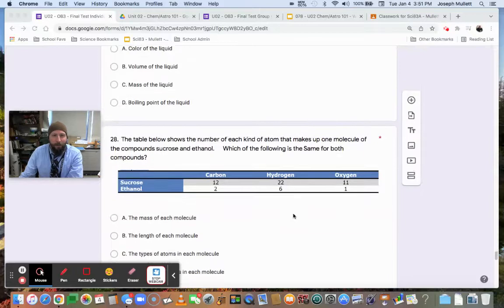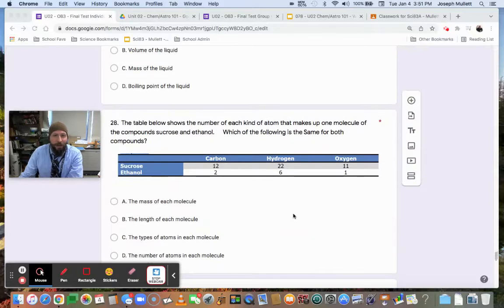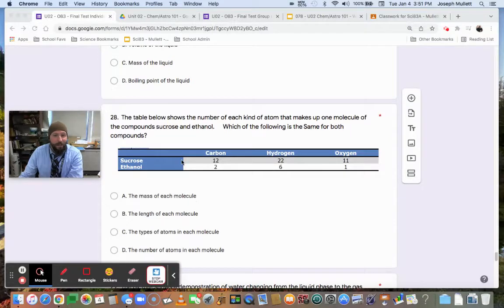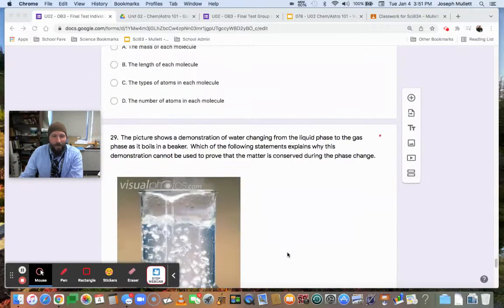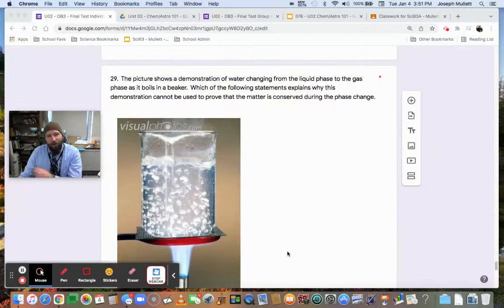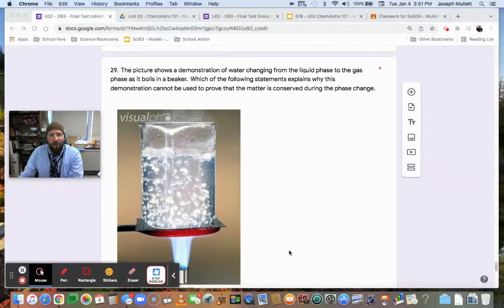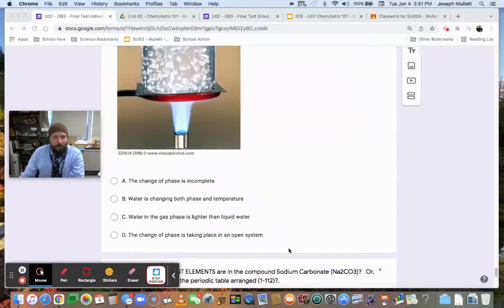28. The table below shows the number of each kind of atom that makes up one molecule of the compound sucrose and ethanol. Which of the following is the same for both compounds? The chart only gives so much information, but one of these answers matches with the chart. 29, you got a picture here of water boiling from a liquid to a gas. I'm asking you, why could you not use this situation to demonstrate conservation of mass? If you need to look back at an earlier question, you may do so.